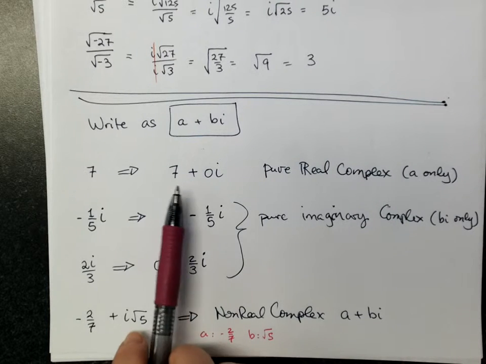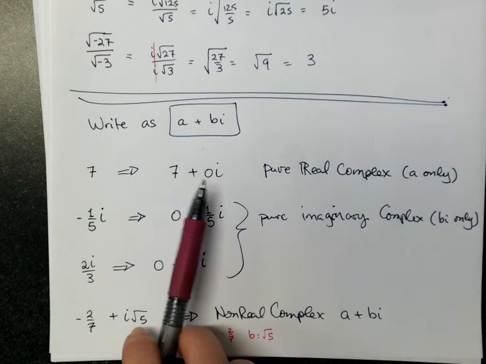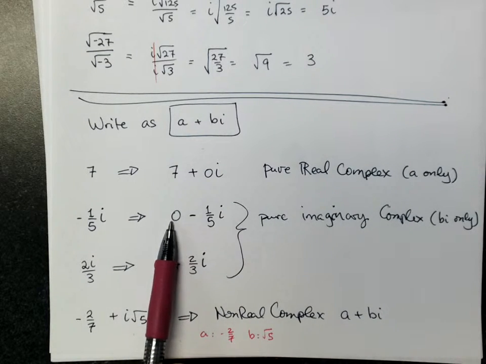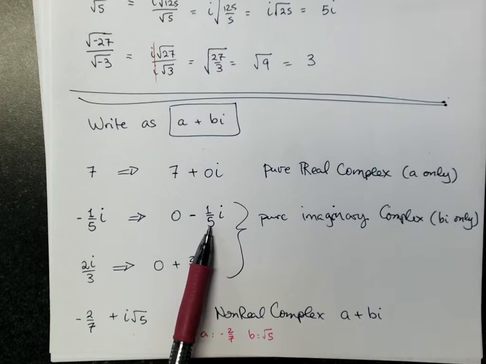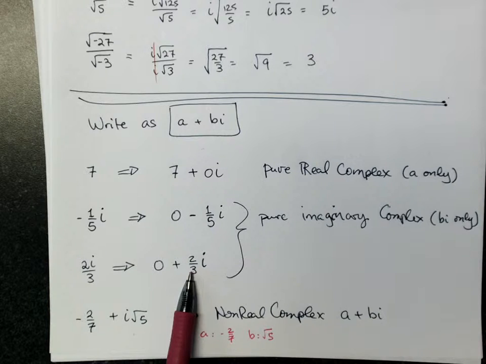Just like here, our real numbers are A and B. Our A is 7 and our B is 0. Our A is 0, our B is negative 1/5. Our A is 0, our B is 2/3. If you're asking us A and B, those are the real numbers. The pure real and the coefficient. But the coefficient is part of the imaginary unit, so that makes that whole BI imaginary.